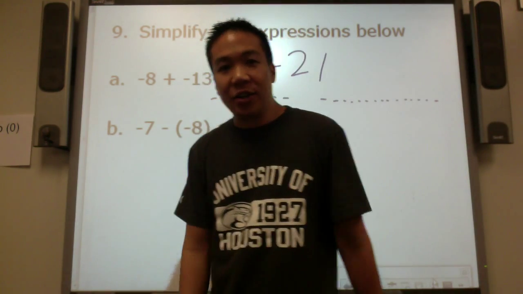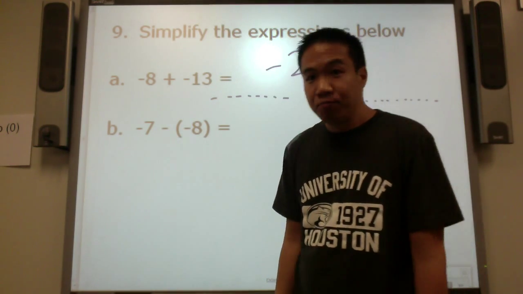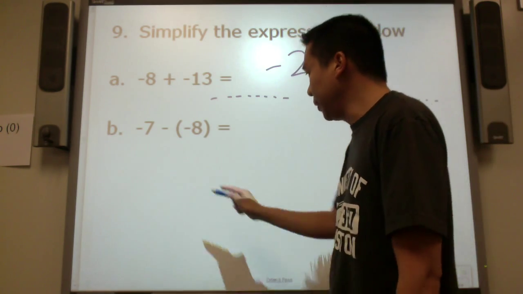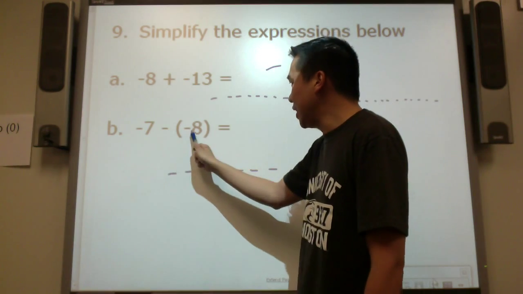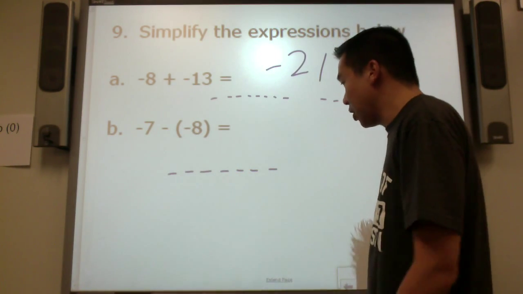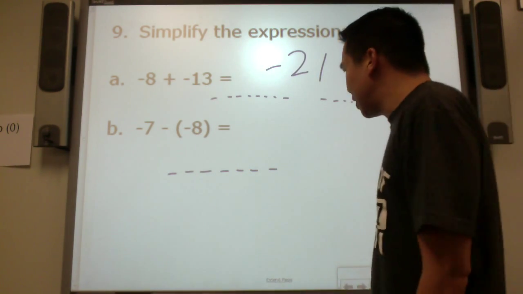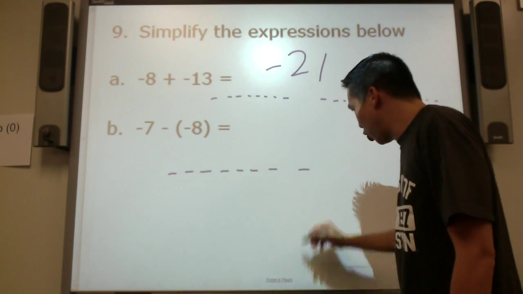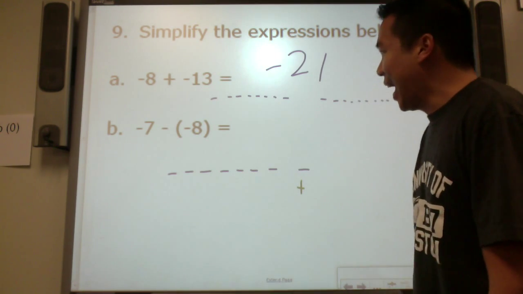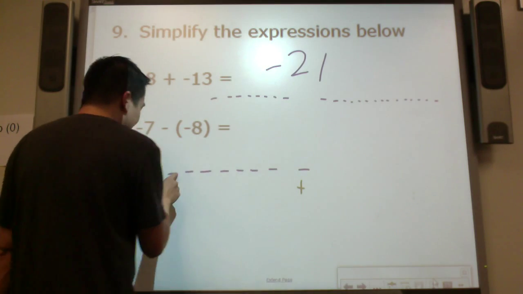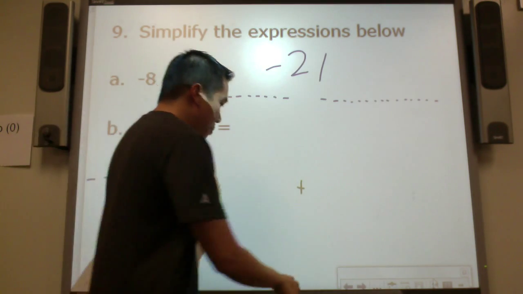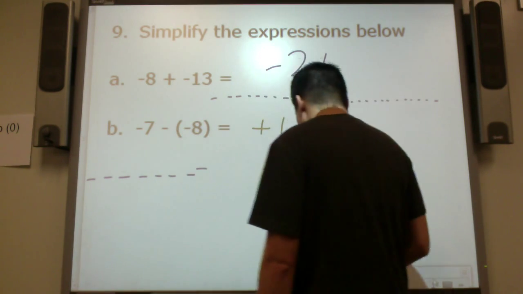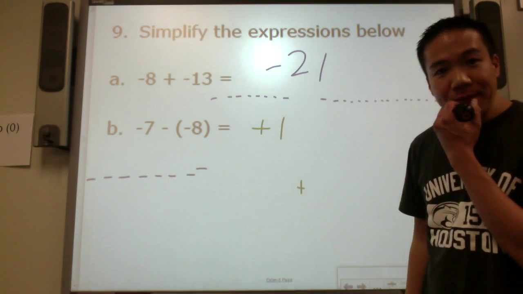How do you subtract again? Do you still remember how to subtract? We can do it with modeling. I have 7 negatives. I need to take away 8 of these negatives. But I don't have enough negatives to take away. So I draw a zero pair. Now I take away the 7 negatives and this. What do you have left? Positive 1.